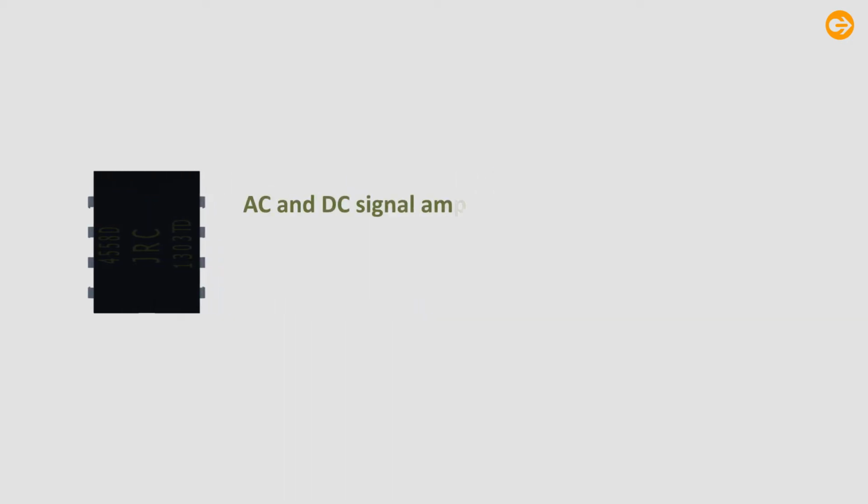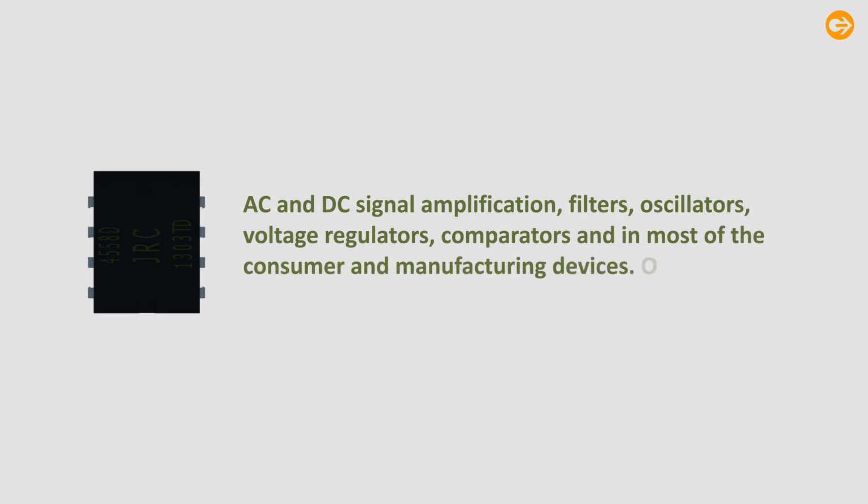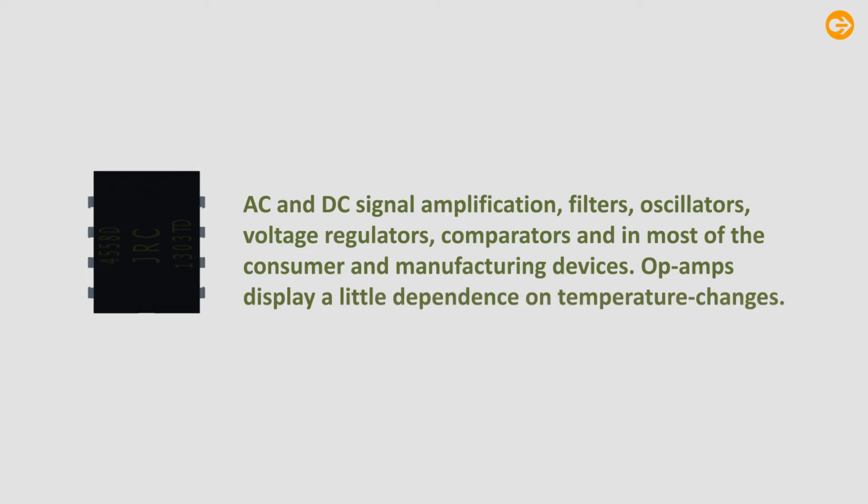Op-amps are used for a variety of applications such as AC and DC signal amplification, filters, oscillators, voltage regulators, comparators, and in most consumer and manufacturing devices. Op-amps display little dependence on temperature changes, which makes them ideal building blocks in electronic circuits.